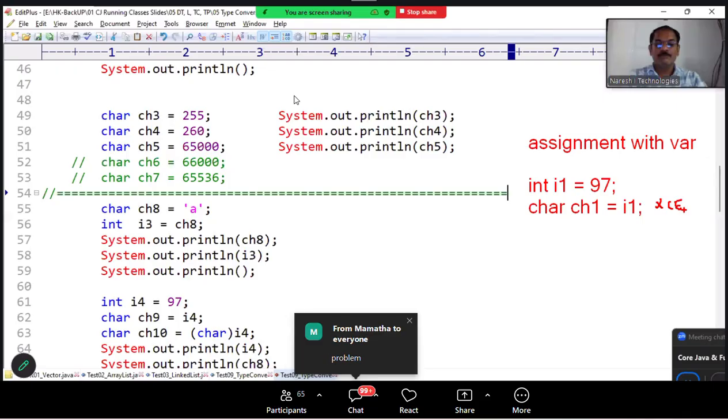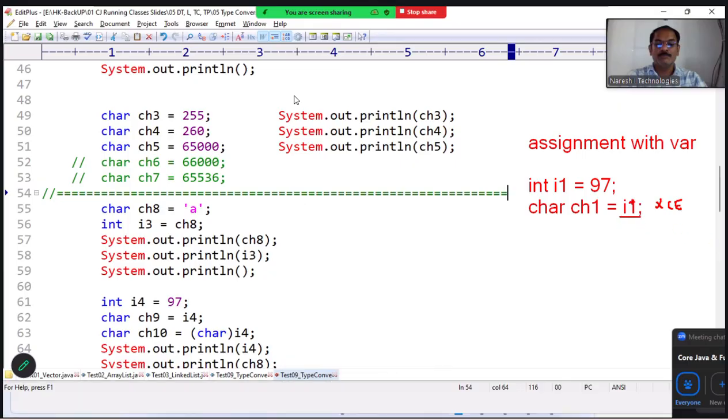I am confused. Before you said it compiled. Yes, the earlier case is different. Before, the case was a literal. But now the case is a variable. When I take a variable, the compiler considers the variable type. What type is it? It is an int range. Is the int range lesser than the char range? No. That's why it is a compile error.